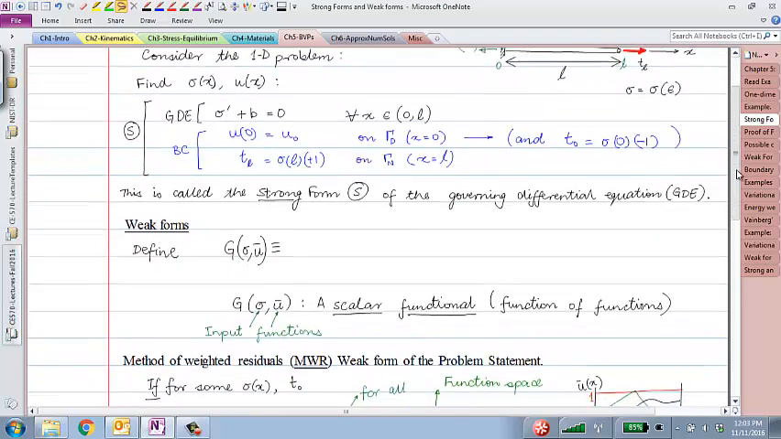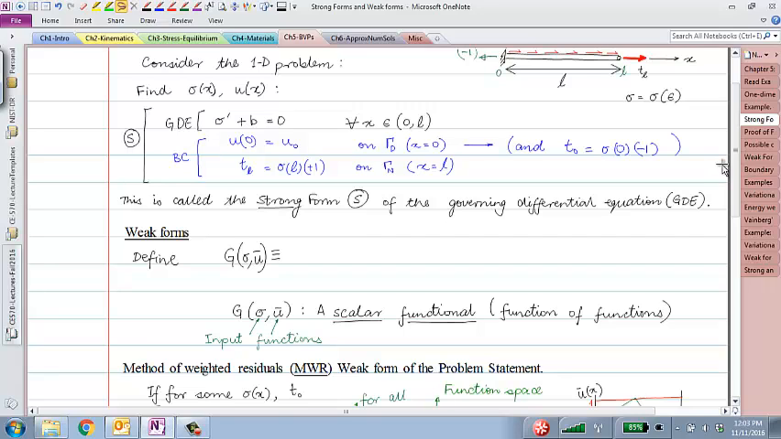So now we'll try to write the same strong form of the problem in a weak form. To do that, I'm going to have to define what is called a functional. You can think of that as a function of functions. This functional, G, will take as input two functions: a stress function and another function u bar, and the bar is important here. U was the displacement function, and we later see that this u bar can be interpreted as a virtual displacement.